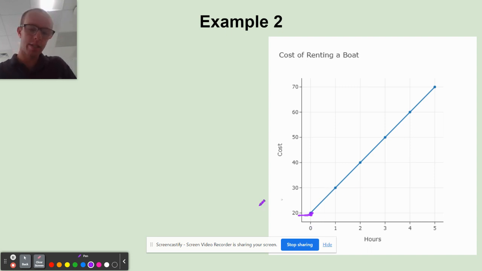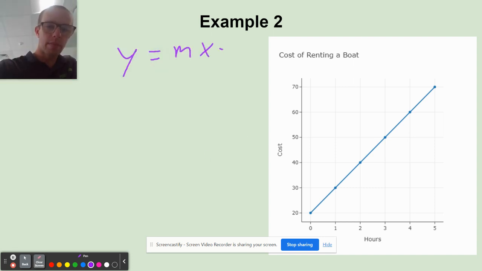And to find, let's do the equation first this time. I'm kind of all over the place. Let's do the equation first, actually. So y equals mx plus b.